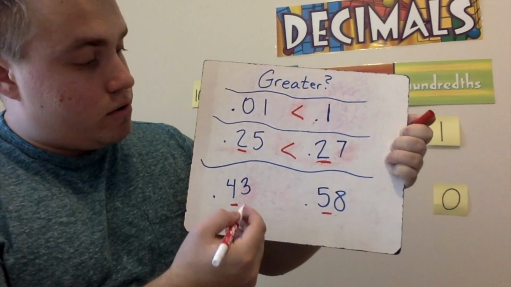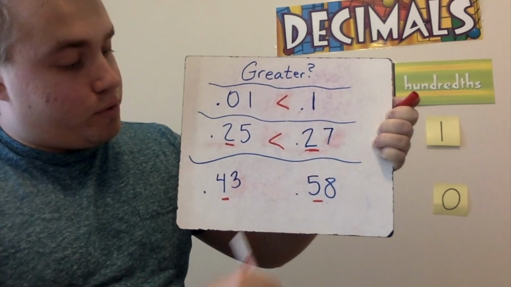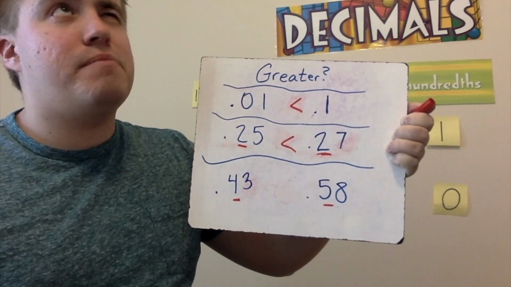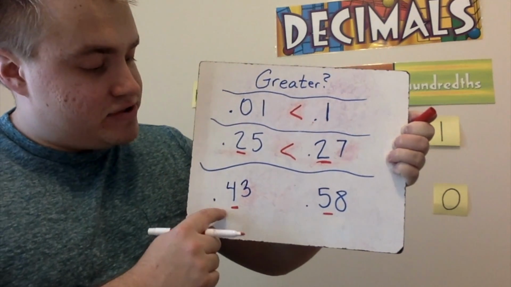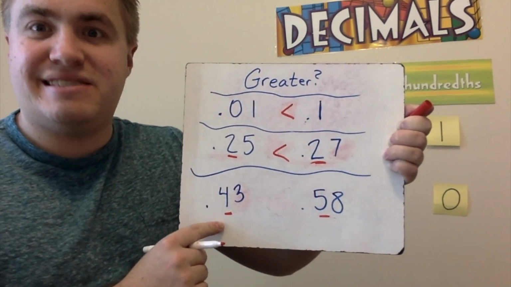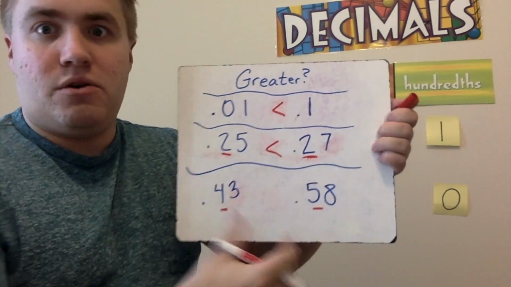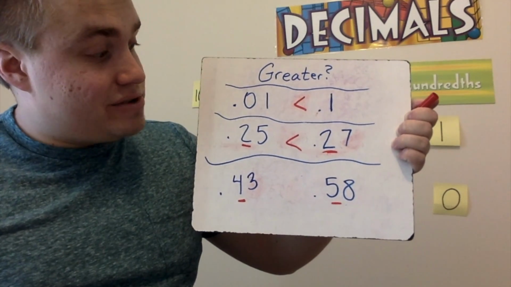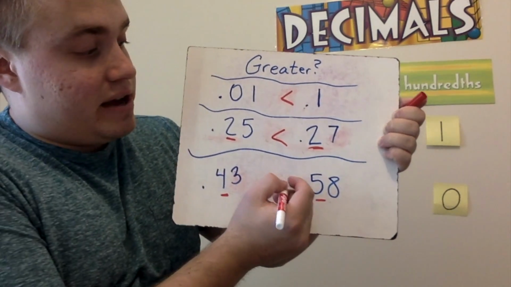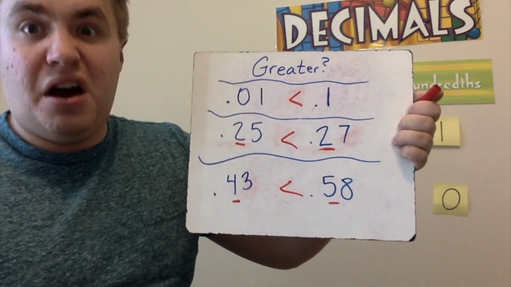All right, so I could also look at this in terms of money. If I have 0.43, 43 hundredths, if I remember correctly, every hundredth is kind of like a penny or a cent, right? So this is like saying I have 43 cents. Over here, it's kind of like saying I have 58 cents. Well, of course, I would want to take 58 cents over 43 cents. So I definitely want to say that 58 hundredths is greater than 43 hundredths.